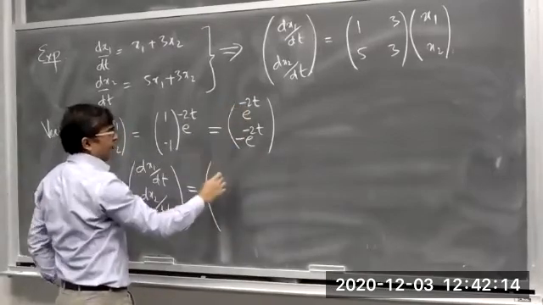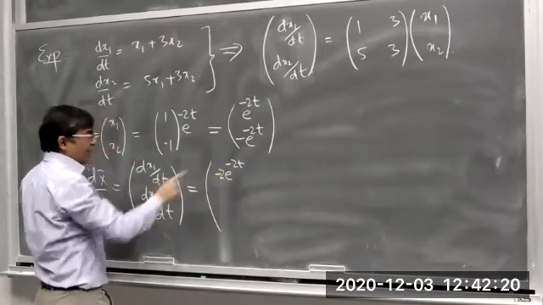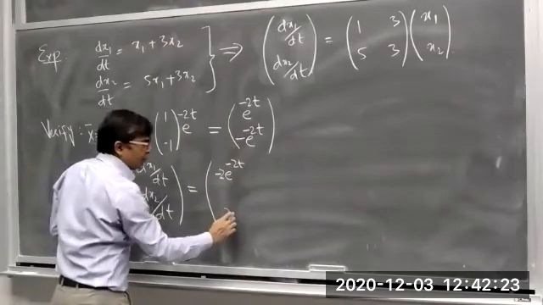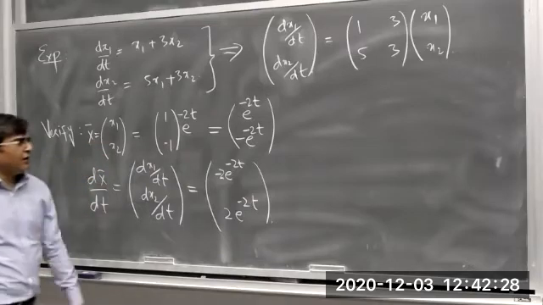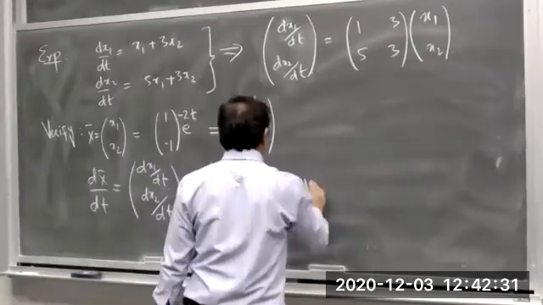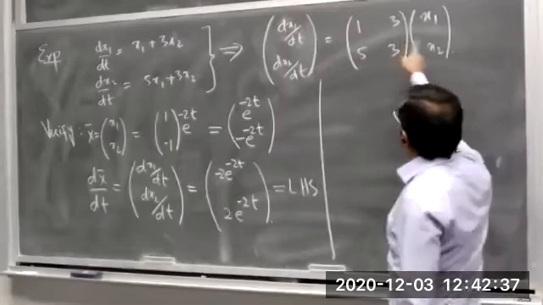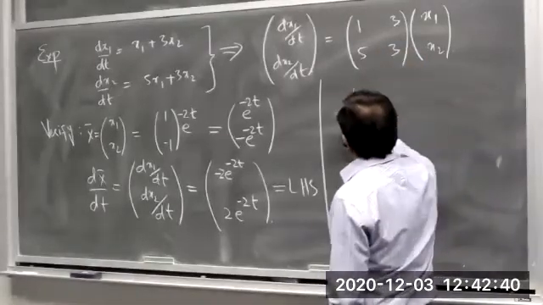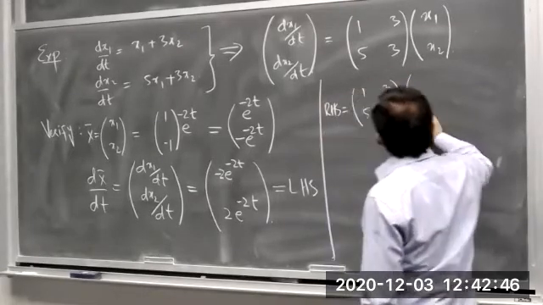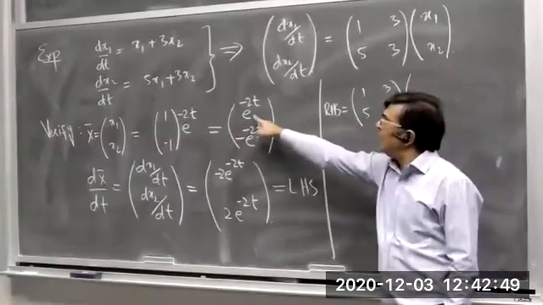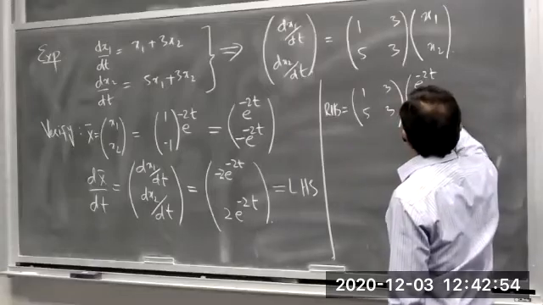So its derivative is: the derivative of e raised to minus 2t is minus 2 e raised to minus 2t, and here minus times minus becomes plus 2 e raised to minus 2t. So this is the derivative of the solutions x1 and x2. This is your left hand side. Now let's try the right hand side. The RHS is the matrix (1, 3; 5, 3) times x, where x1 is e raised to minus 2t, and the second one is negative e raised to minus 2t.